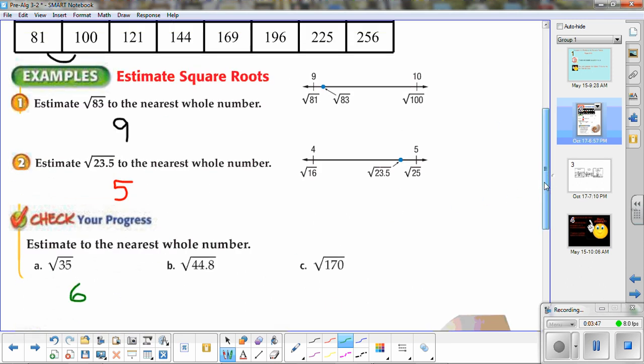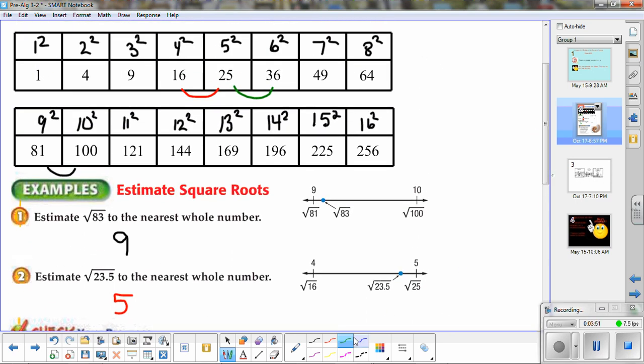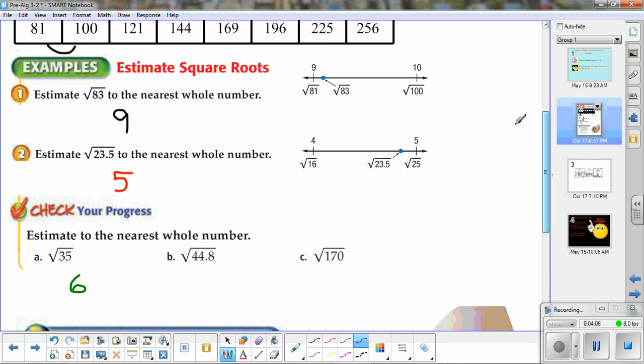44 and 8/10. That's going to be between those, and it's going to be closer to the 49 than it is to 36, and the square root of 49 is 7. So this one's going to be 7.